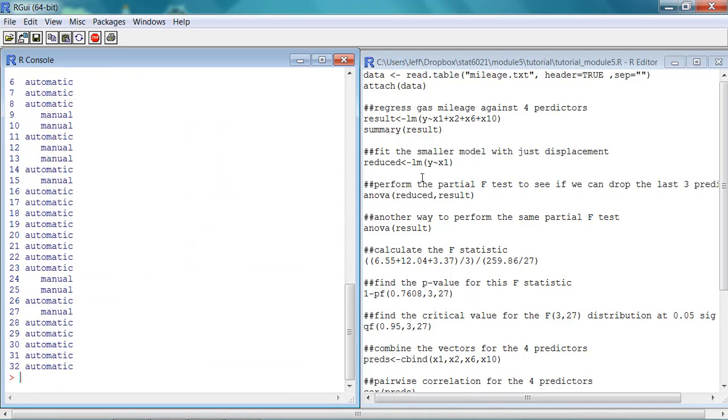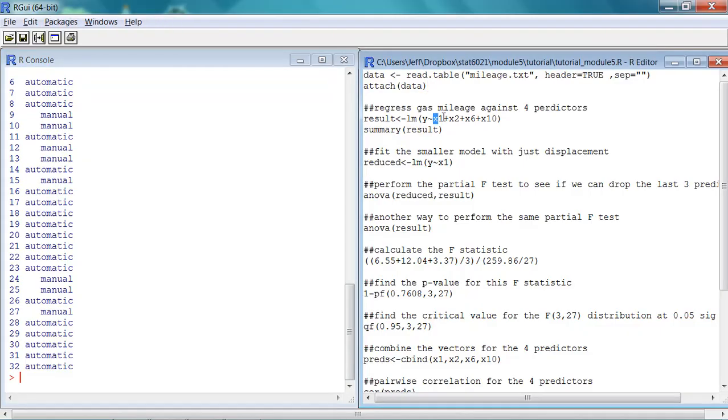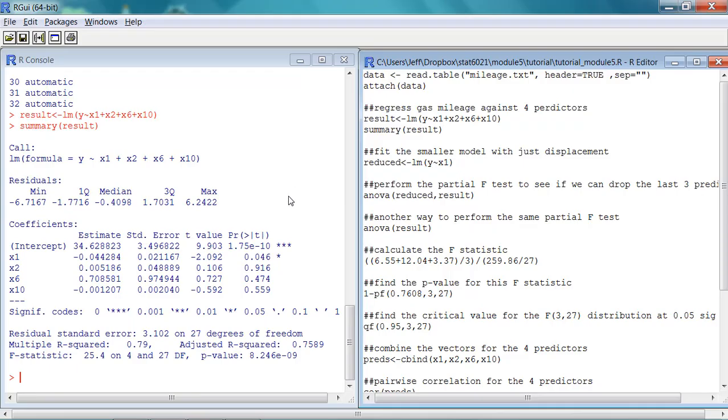So we're going to just regress the gas mileage against 4 predictors: the displacement, the horsepower, the number of barrels for the carburetor, and the weight of the vehicle. So we're just going to regress it against these 4. And so let's regress that and look at the results of the ANOVA F-test and the t-test associated with this multiple linear regression model.